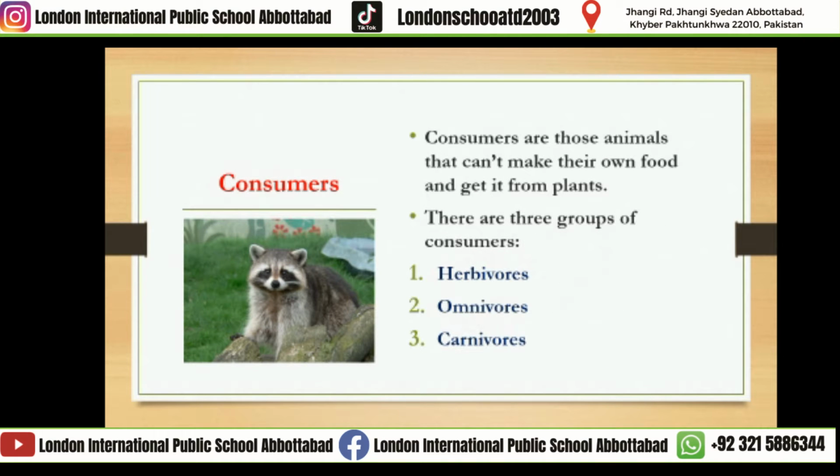Next component is consumer. So what are consumers? Consumers are those animals that can't make their own food. They depend on producers and get food from producers, okay. On the basis of food, consumers are divided into three groups: herbivores, omnivores, and carnivores.